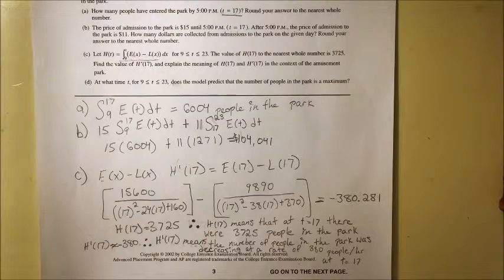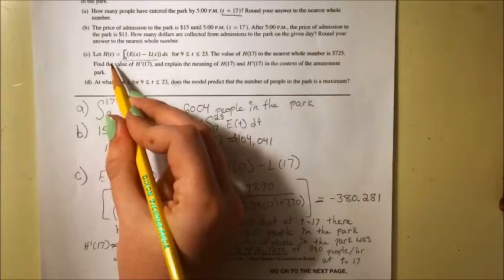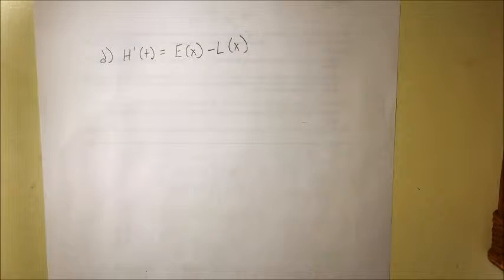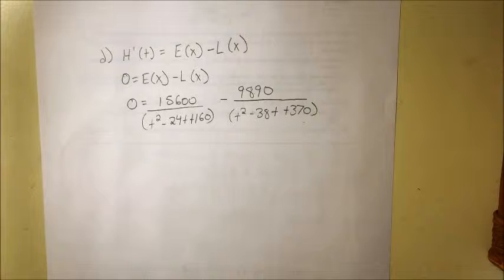Now this question is asking at what time the model predicts the number of people in the park is at its maximum. And the model that they're referring to is the one given in the problem above, h of t. Now the model they're referring to is the function we found in the problem above, which is the derivative of h of t, which is E(x) minus L(x). Alright, so to find when something is at its maximum, we first need to find its critical numbers. And to do that, we're going to set the function equal to 0. And in doing so, these are the functions you have to work with. Now you can plug this into your calculator to find the exact value at which the function equals 0.